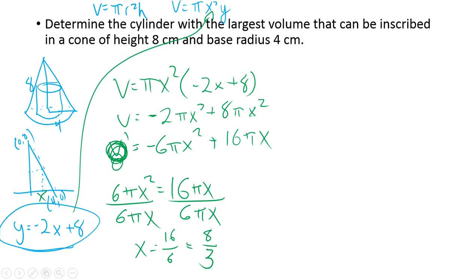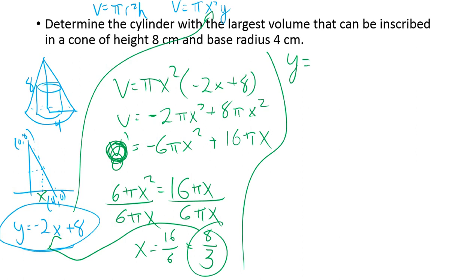So now what would our y value have to be? Well, we take this 8/3 that we just found and plug it into this x, and that's going to tell us the y. The y value would be y equals negative 2 times 8/3 plus 8, telling us a y value of 8/3. So we know our x and our y are 8/3.